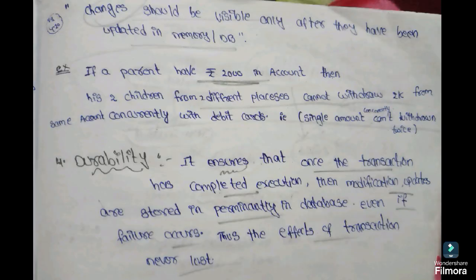Let's take an example. Assume that a person has two children and he has 2000 rupees in his bank account. Assume that his two children want to withdraw money from his bank account, one using UPI and the second using a debit card. Therefore, both his children cannot remove the same amount at the same time, because if one child has removed it, then another child cannot withdraw the same amount from his bank account.